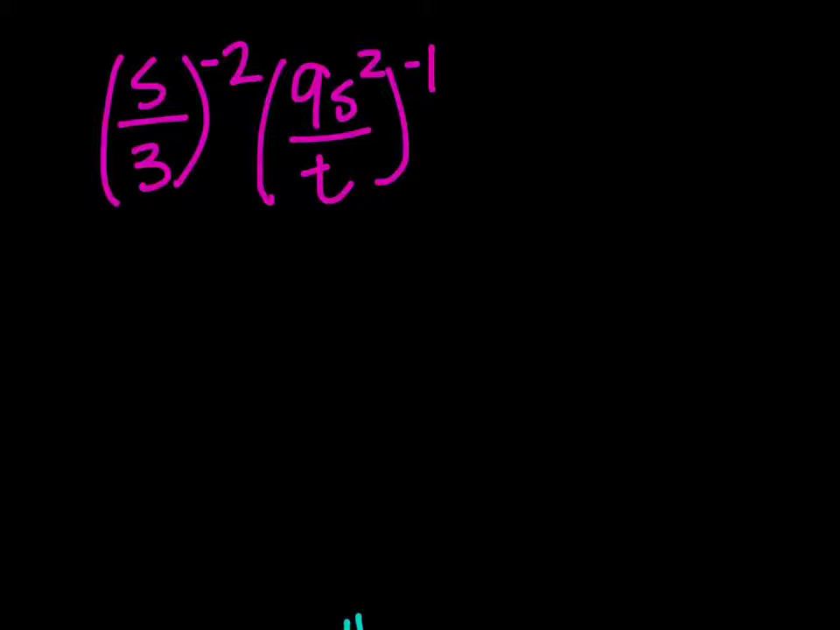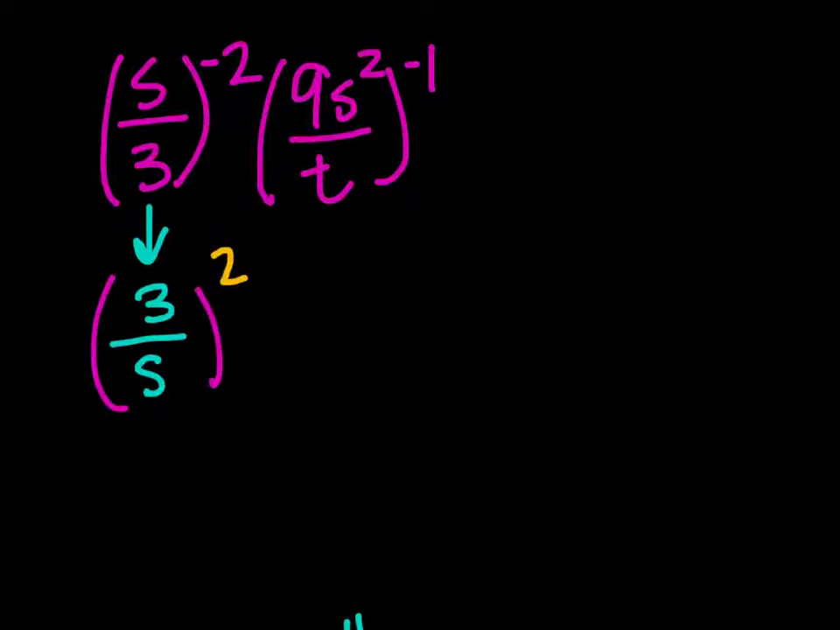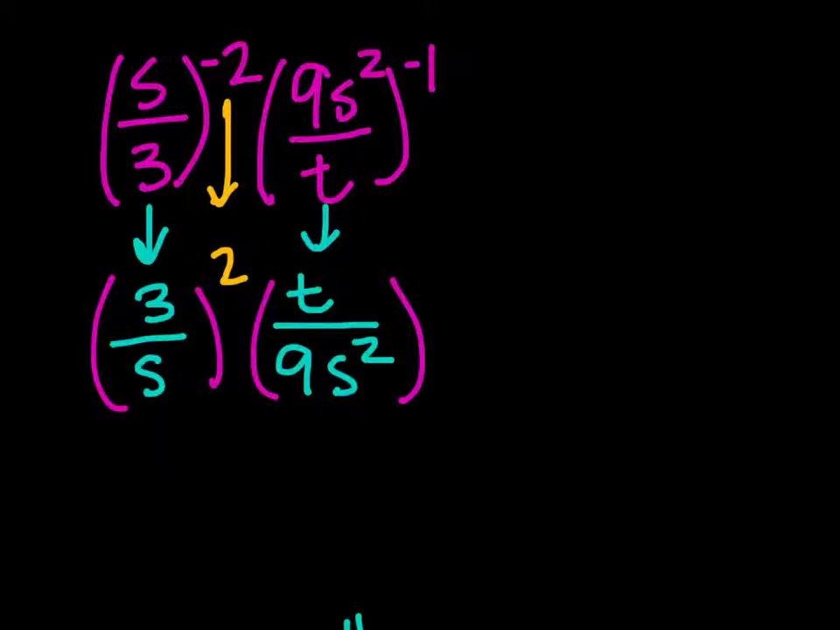We have s/3 raised to the -2nd power and 9s squared divided by t raised to the -1st power. So let's do this math. We can flip the first fraction to become 3/s, and we have a new exponent of a +2, so that exponent has changed. And now we can flip this other fraction, t over 9s squared, and we have the same thing happening with the other exponent, so that -1 has become a +1.